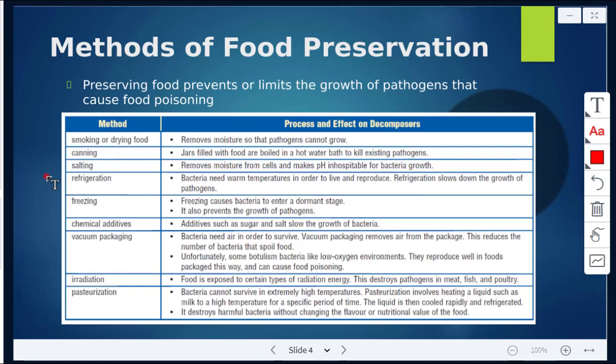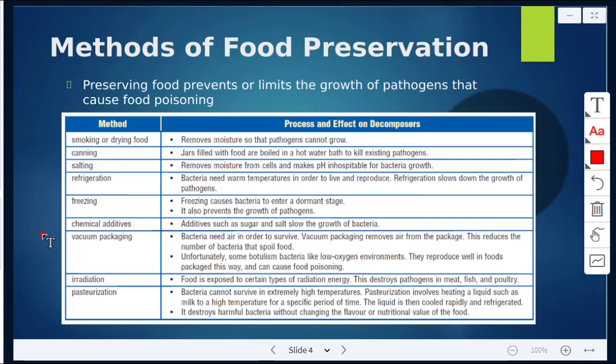Refrigerating: bacteria need warm temperatures to live and reproduce. So refrigerating, in a cooler environment, slows down the growth of pathogens. Freezing causes bacteria to enter a dormant stage, and then it'll prevent the growth of pathogens. Adding chemical additives like sugar and salt slows the growth of bacteria.